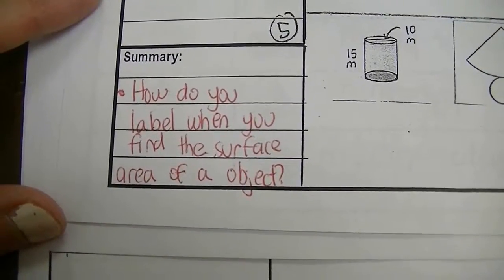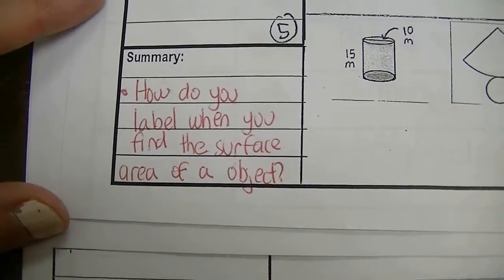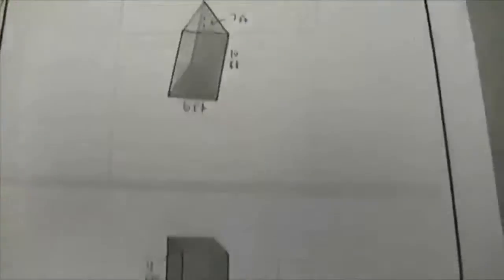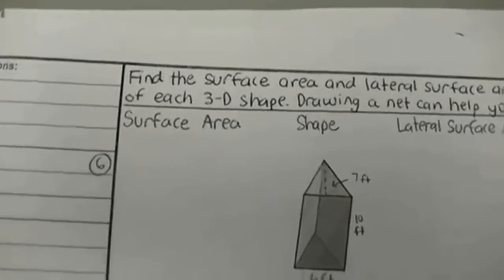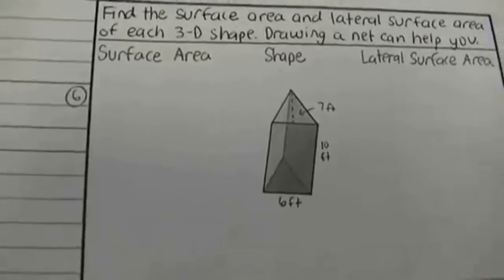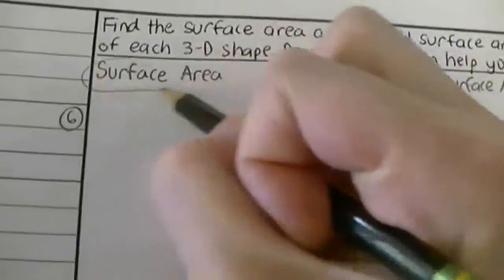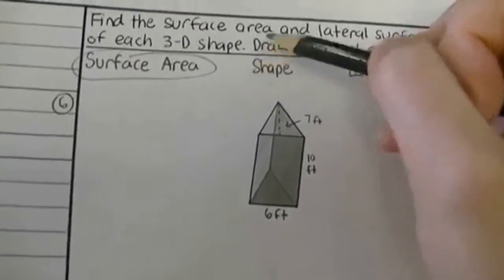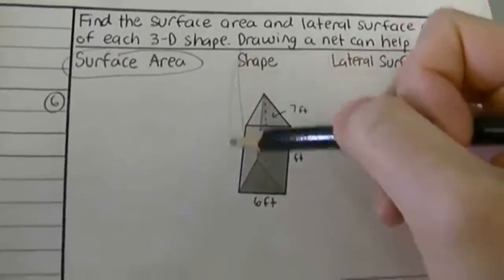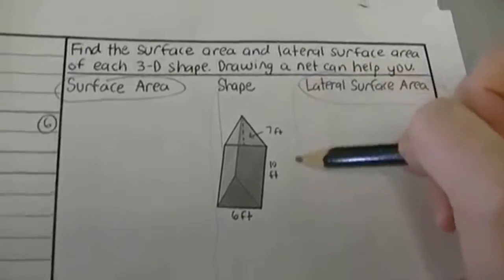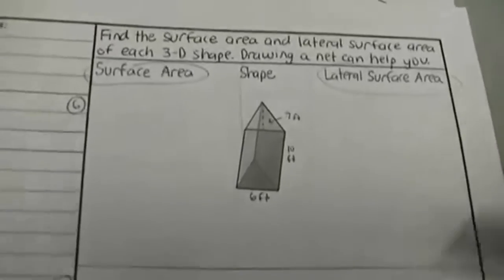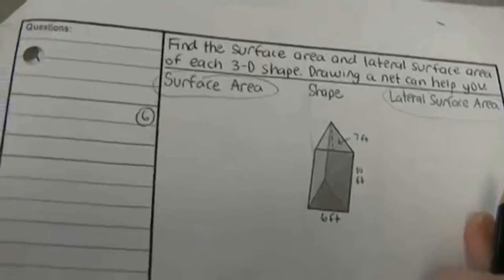The summary says, how do you label when you find the surface area of an object? Alright, it says find the surface area and lateral surface area of each 3D shape. Drawing a net can help you. So this whole column on the left is going to be use that space to find the surface area. And then on the right is lateral surface area. Remember, lateral surface area is just finding the area of the sides. Don't include the base or the top, okay?